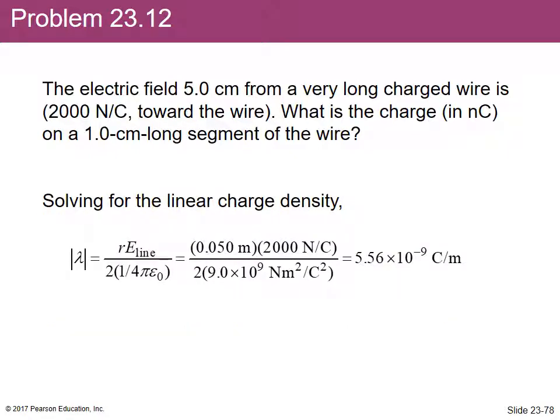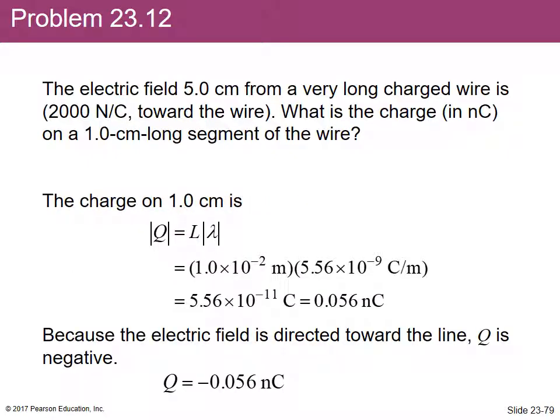Solving for the linear charge density gives 5.56 times 10 to the minus 9 coulomb per meter. The charge on a 1 centimeter segment of wire is 0.056 nanocoulombs. Because the electric field is directed toward the line, Q must be negative.